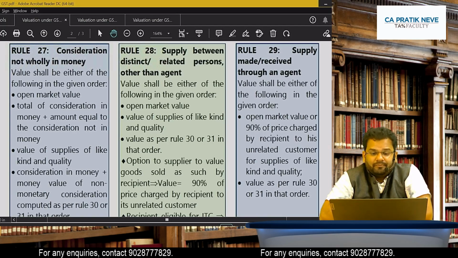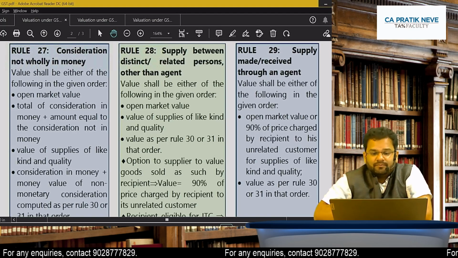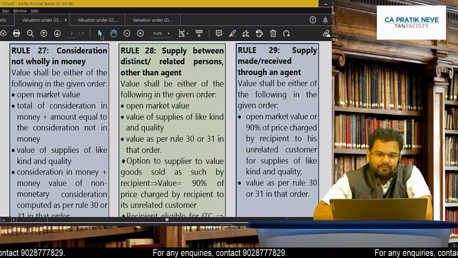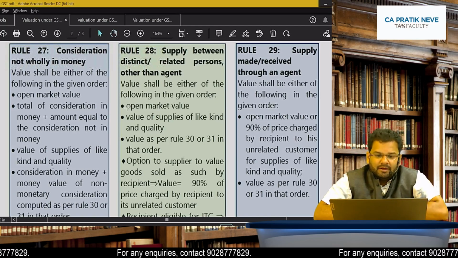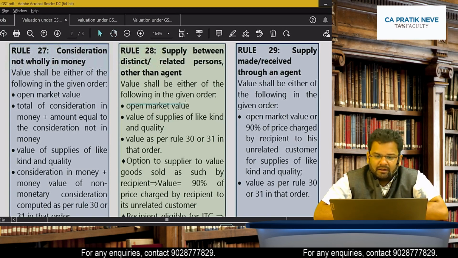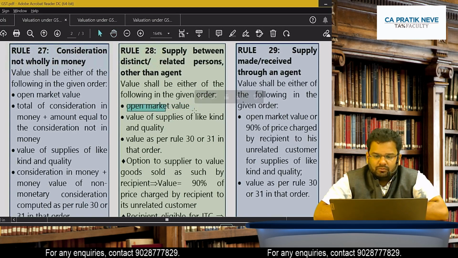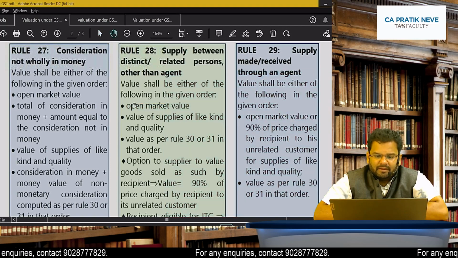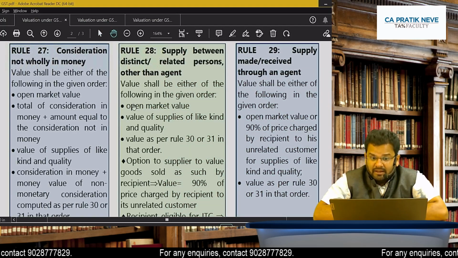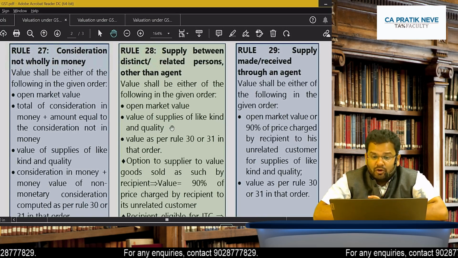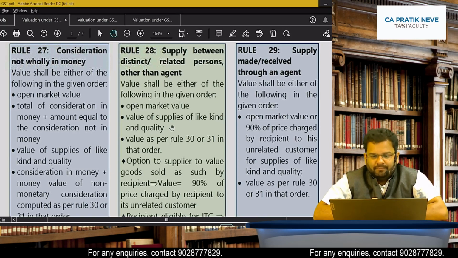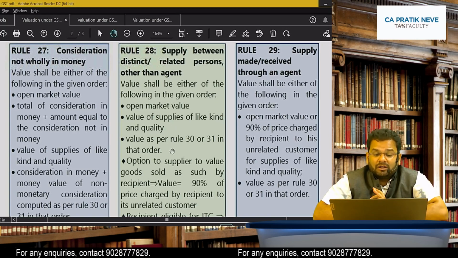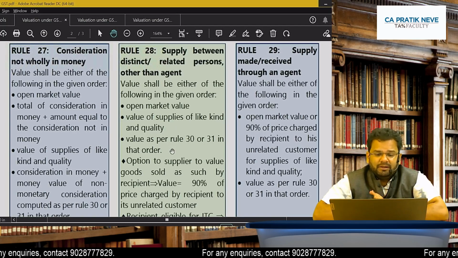Yes or no? How to value it according to Rule 28? What is Rule 28 saying? It should be open market value. Agreed or not? Yes. Then if that is not possible, then value of supplies of like kind and quality. If that is also not possible, then valuation will be as per Rule 30 or 31 in that order. Very simple.